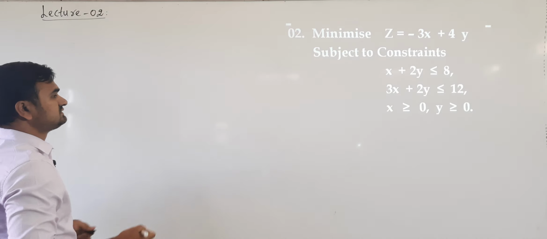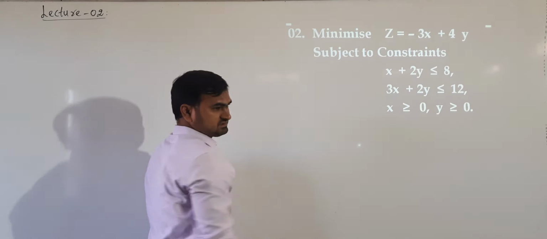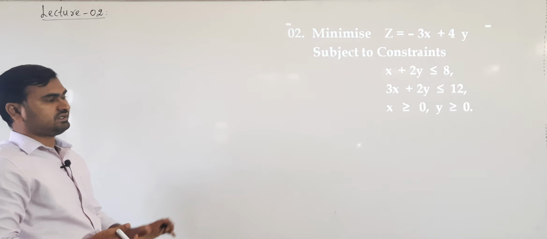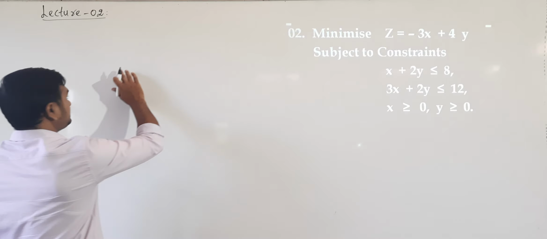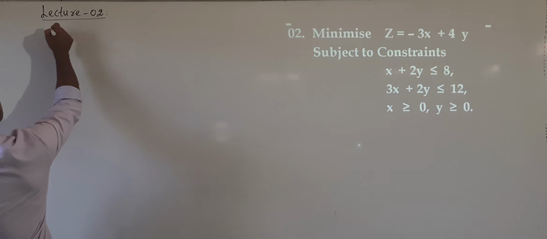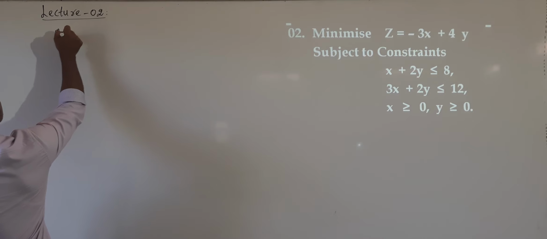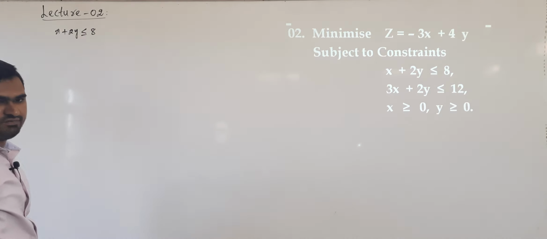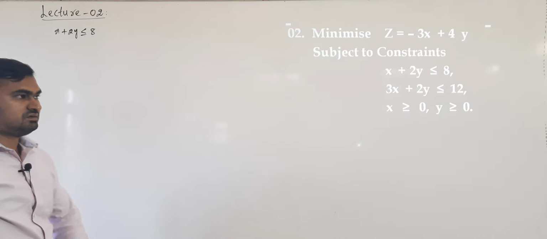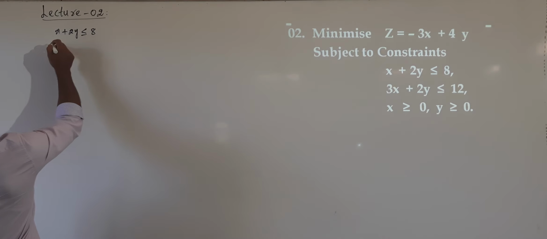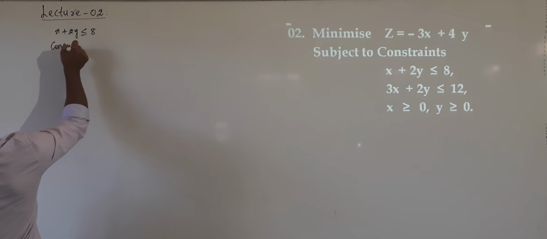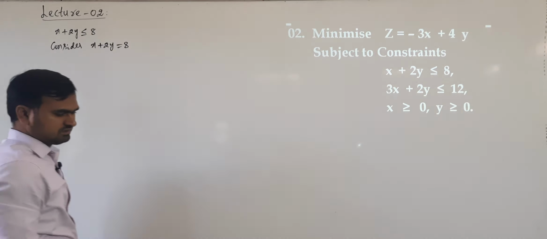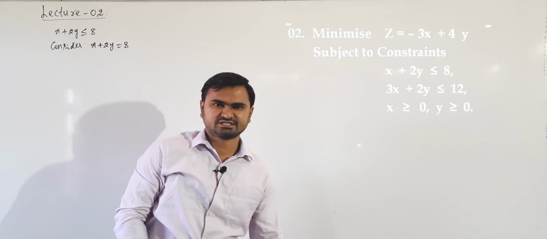Okay. So how to draw the inequalities? First you take the inequality, replace inequality with equality and draw the line. Okay. So consider the first inequality, x plus 2y less than or equal to 8. This is an inequality, means it represents a half plane. So just replace inequality with equality. Consider x plus 2y is equal to 8. Now we know x plus 2y is equal to 8 represents a straight line.